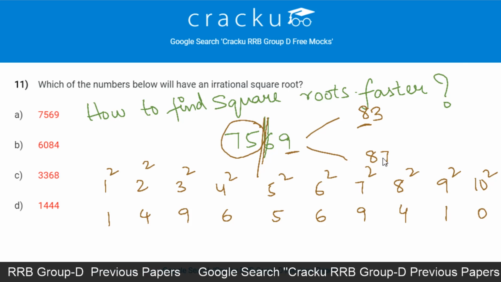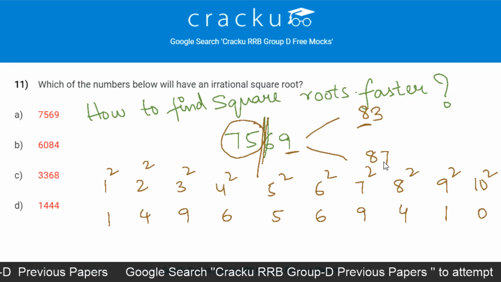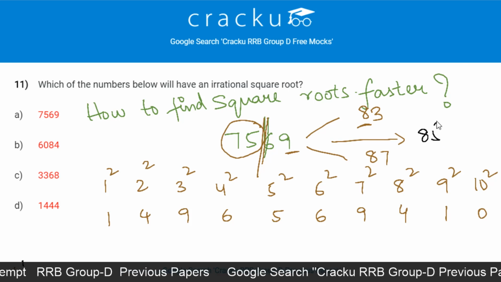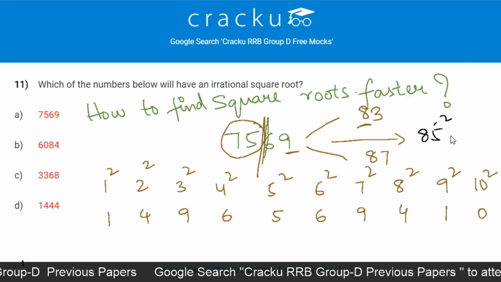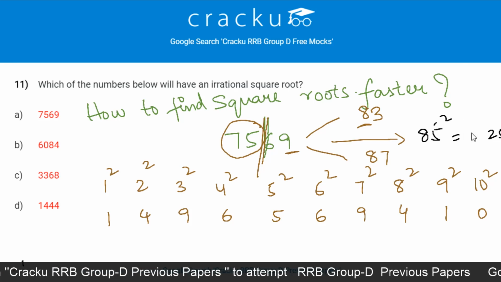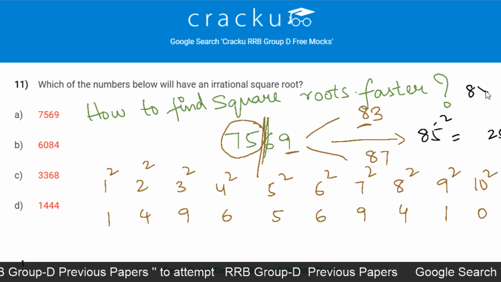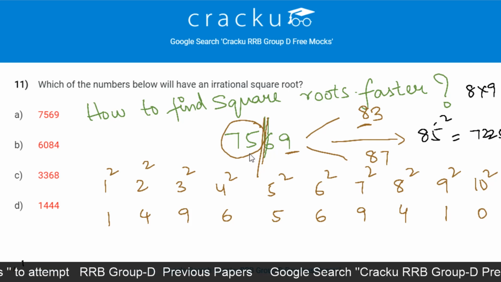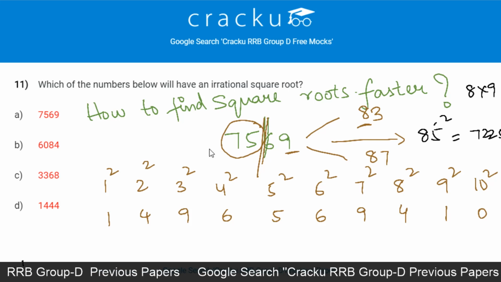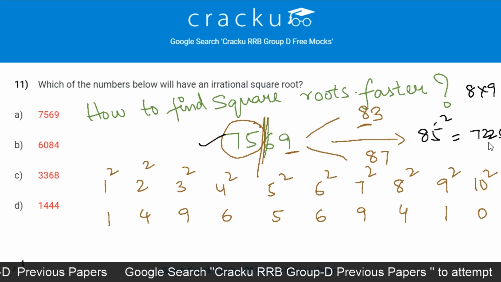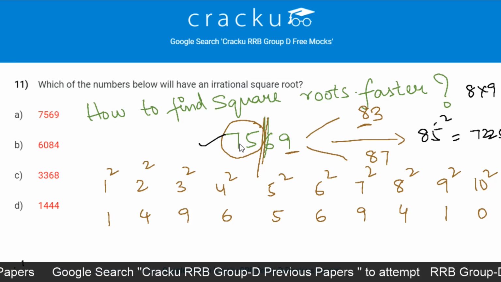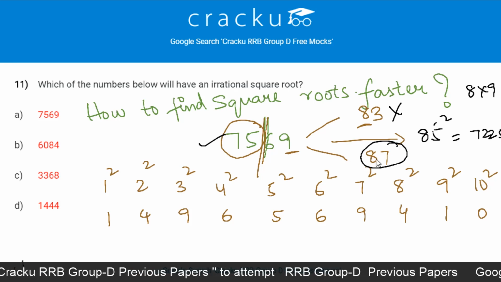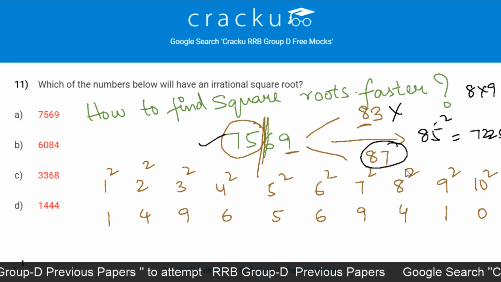But how to find which is the correct one between these two? If you see, in between these two numbers there is 85 square. What is 85 square? 5 square is 25. 8 into 9 is 72. So the answer is 7225. If you see, this number 7569 is greater than 7225. That means 83 cannot be, and the square root of 7569 is 87. You can verify it if you want.